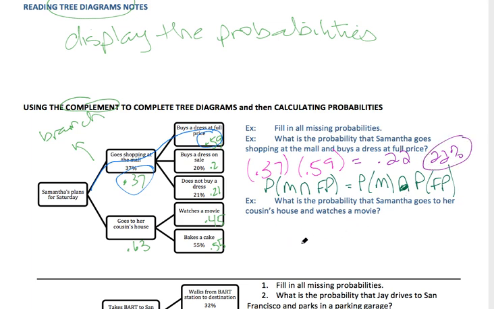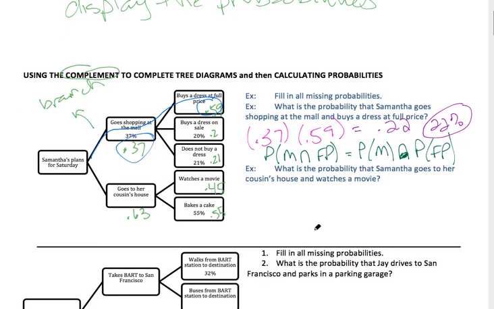Okay, so now what is the probability that she goes to her cousin's house and watches a movie? So the probability of going to her cousin's house and watching a movie. The probability of going to her cousin's house is right here, 0.63, times watching a movie, right here, 0.45.